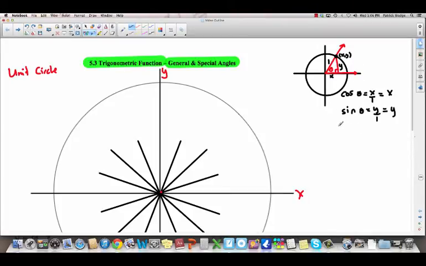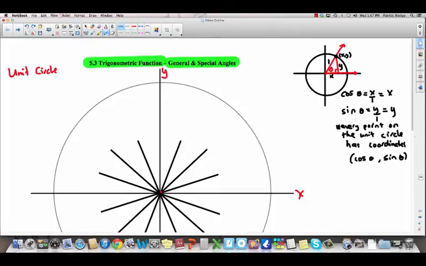So what I'm saying is every point, that's a star, every point on the unit circle has coordinates cosine theta, sine theta. It's not very intuitive. It seems a little bit hard to understand, so I'll just do another very quick example of that.